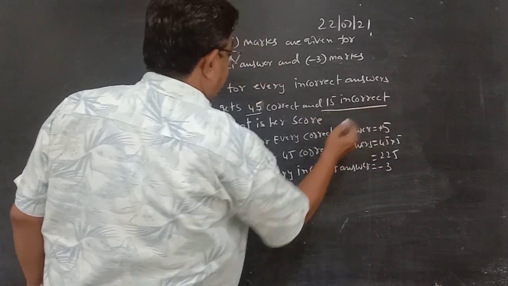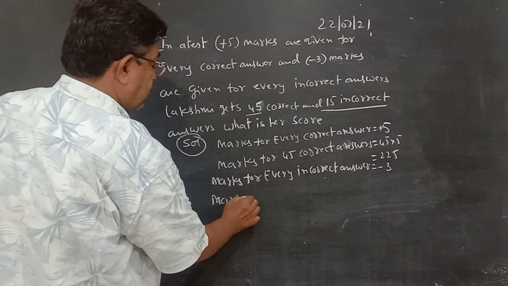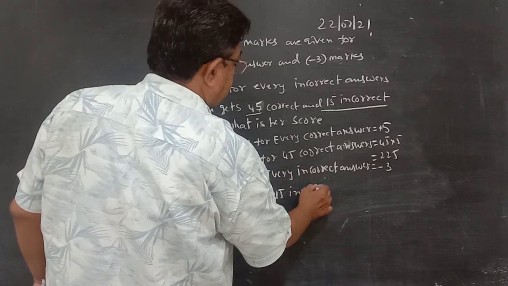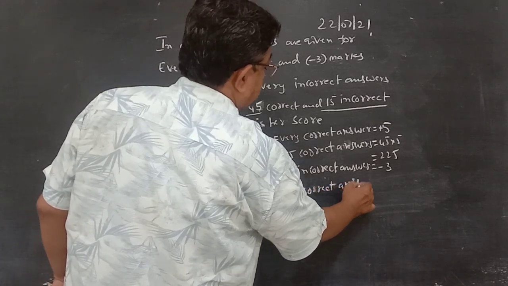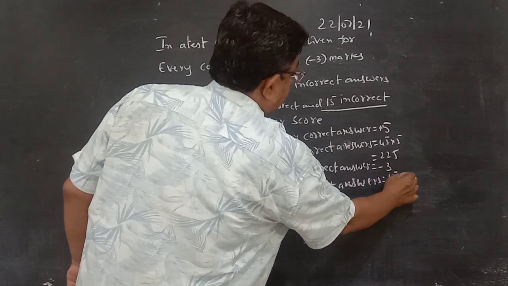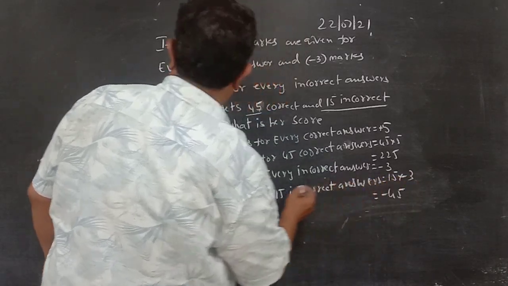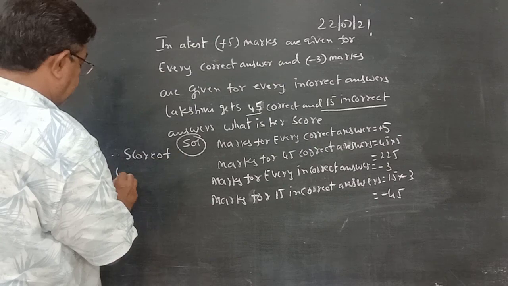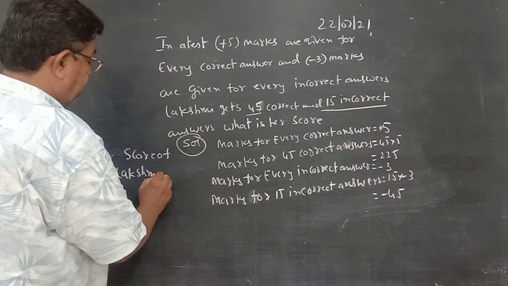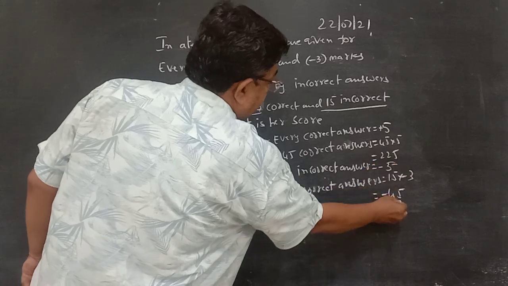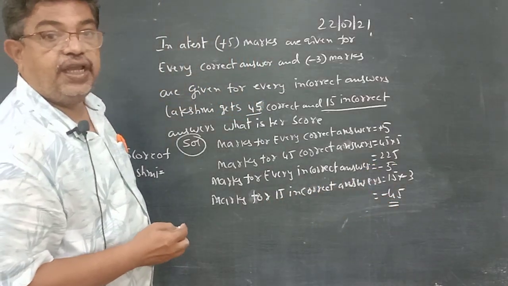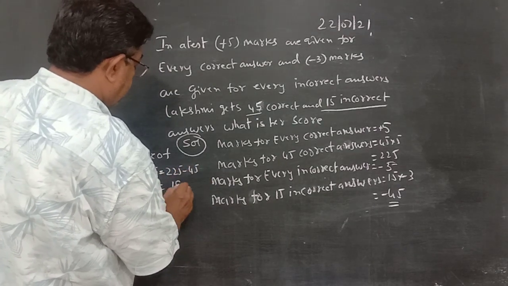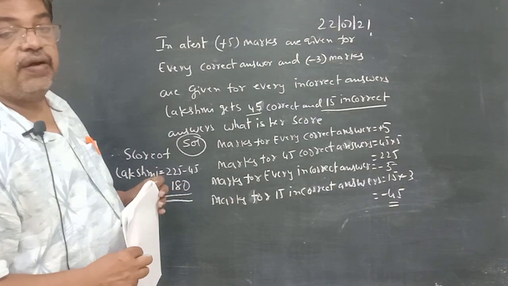How many incorrect answers are there? 15. So marks for 15 incorrect answers is equal to 15 into minus 3 is equal to minus 45. I will write here. Therefore, score of Lakshmi got two types of marks. One is positive, the other one is negative. If you add these two, you will get the total. 225 minus 45, it is equal to 180. So the total score of Lakshmi is 180 marks.